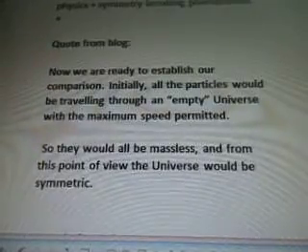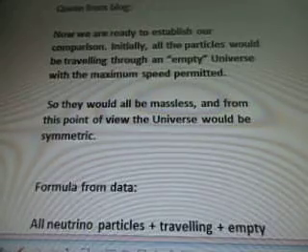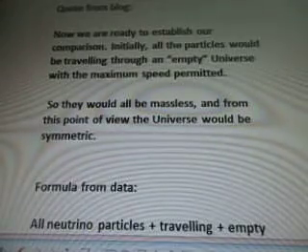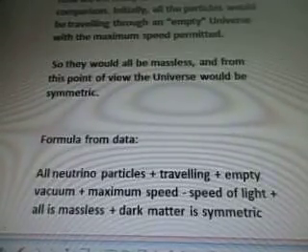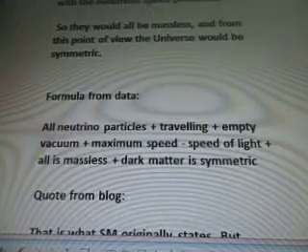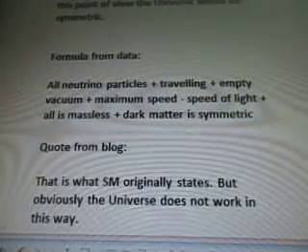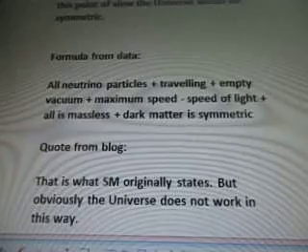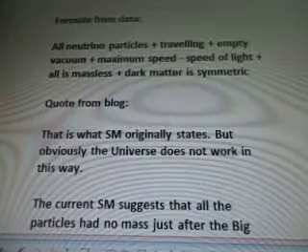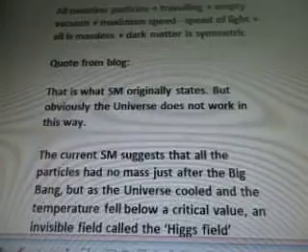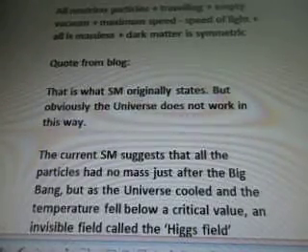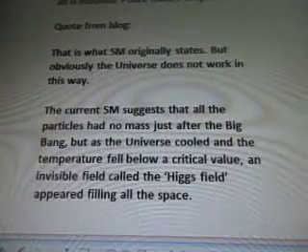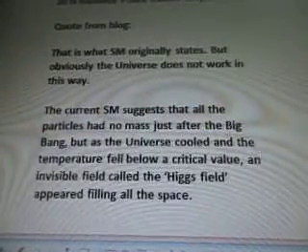Quote from the blog: "Now we are ready to establish our comparison. Initially, all the particles would be traveling through an empty universe with the maximum speed permitted, so they would all be massless, and from this point of view, the universe would be symmetric." Formula from data: all neutrino particles travel through empty vacuum at maximum speed, the speed of light, all massless, and dark matter is symmetric. Quote from blog: "This is what the SM originally states, but obviously the universe does not work in this way."